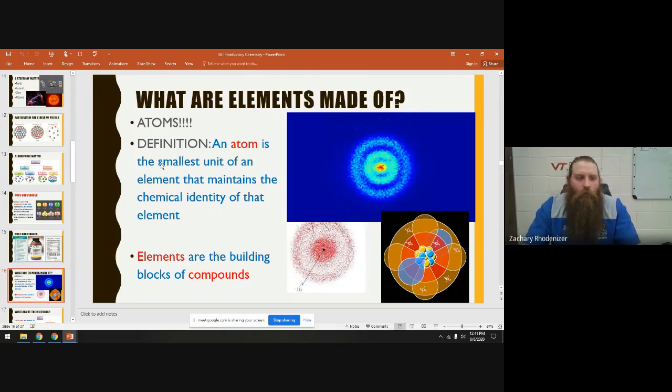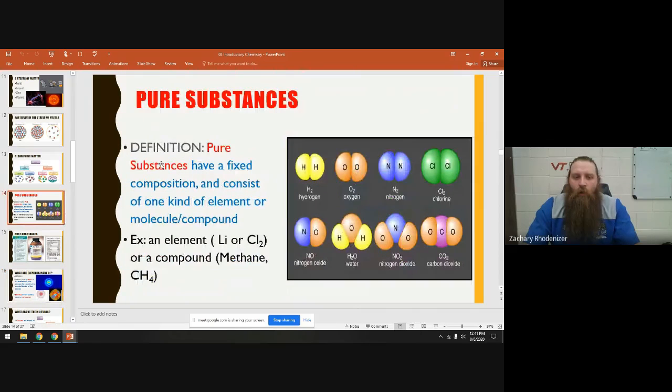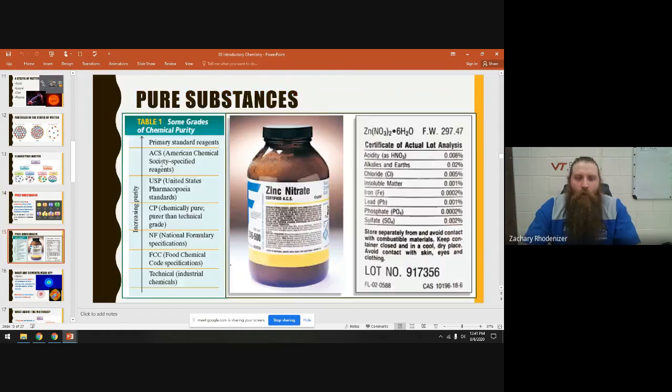Now, when we look at pure substances, and we're talking about the fact that they consist of an element or a molecule, right, a compound, we need to talk about an element.